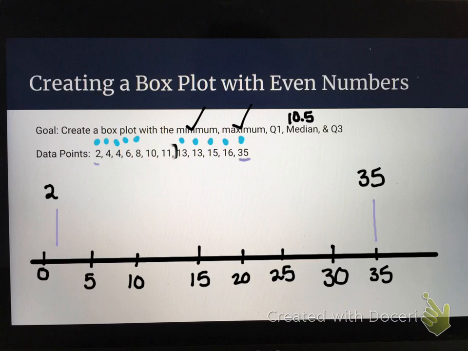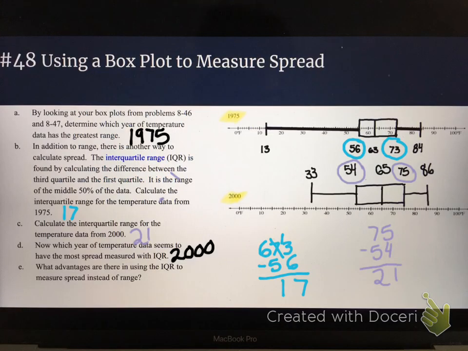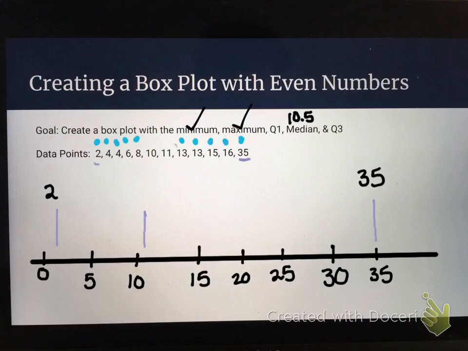Okay, so let me add in my middle number. Here's 10, so it's going to be right next to it, like that. Whoa. And I'll put my number 10.5 above it. Great. Found my median. Now we have to find our median of our lower half and our median of our upper half. This is our Q1 and our Q3.